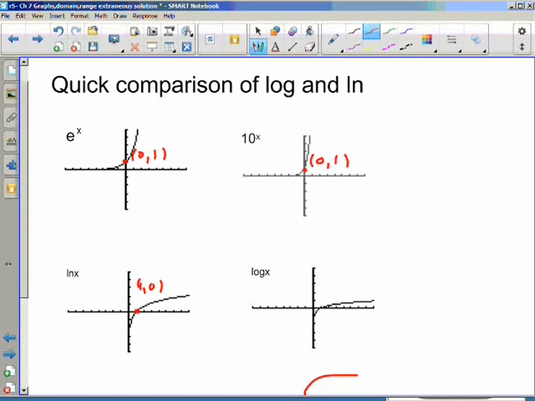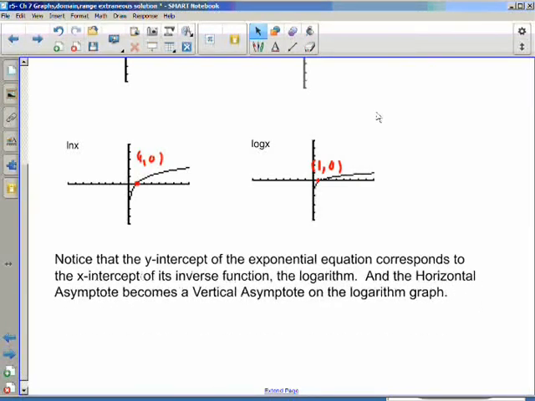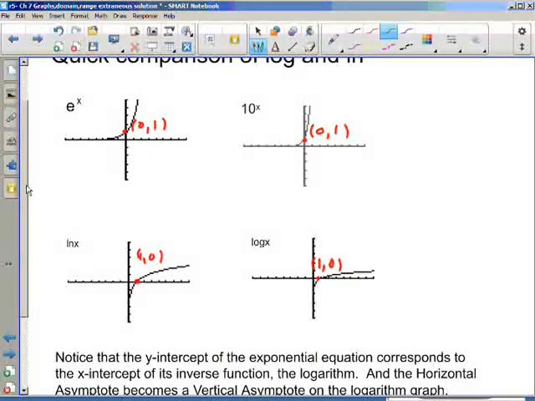So that's something, when we go to graph these things, that'll be a point coordinate you'll want to include as part of your graph. It helps do your transformations. Now you can notice that the y-intercept of the exponential equation corresponds to the x-intercept of its inverse function, the logarithm. And the horizontal asymptote becomes a vertical asymptote on the logarithm graph. Showed the horizontal asymptote on a previous graph. That asymptote becomes an asymptote for the output. Likewise with log, common log.